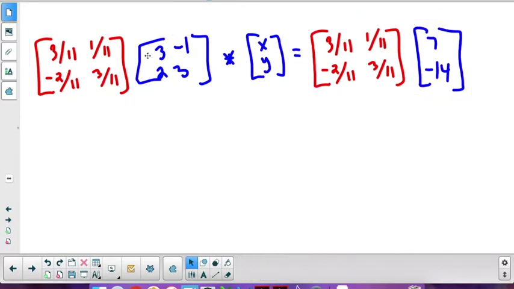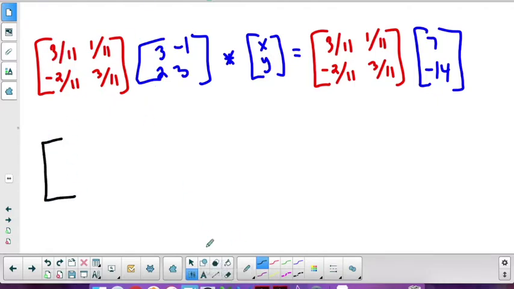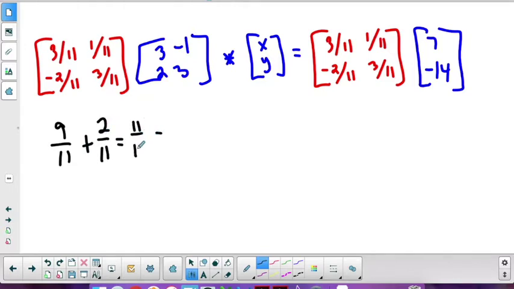First thing, I'm going to multiply this out just to show you that, yes, it actually does work as far as getting that 1, 0, 0, 1 matrix. So 3 over 11 times 3, that's 9 over 11. And then 1 over 11 times 2 equals 11 over 11, which is a 1. So the first piece did work. It is a 1. Okay, do the next one.